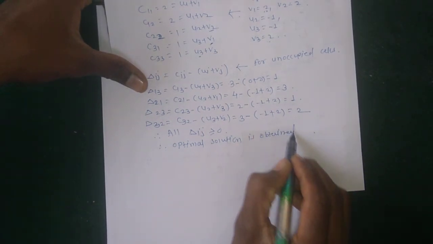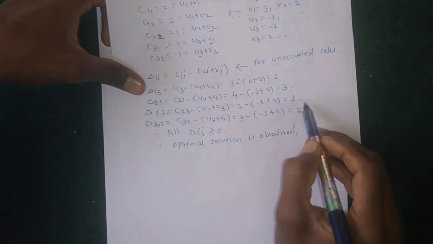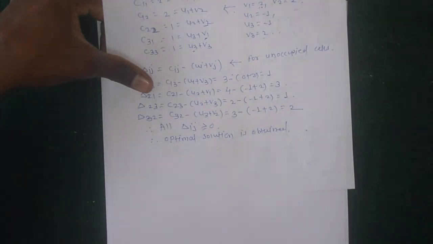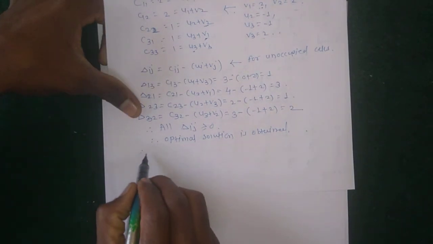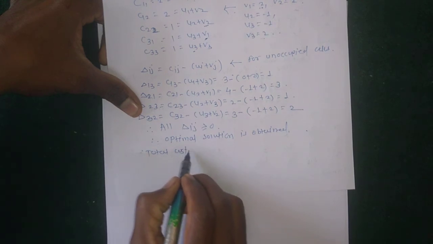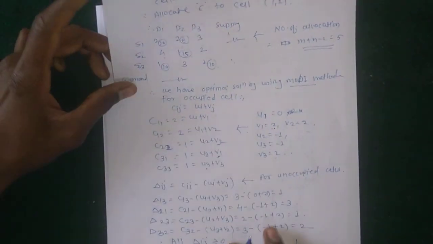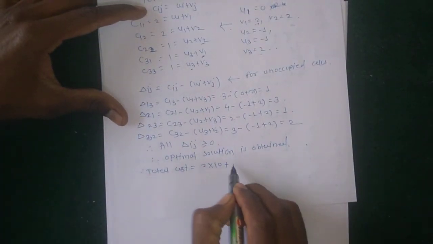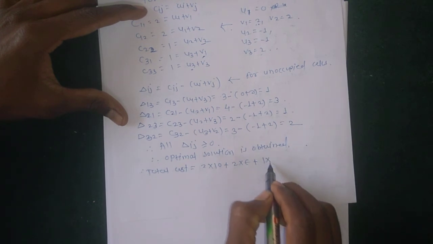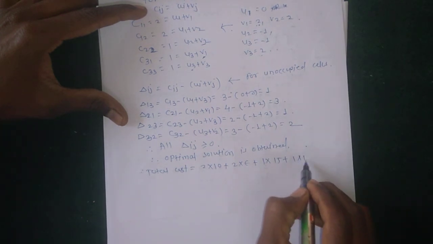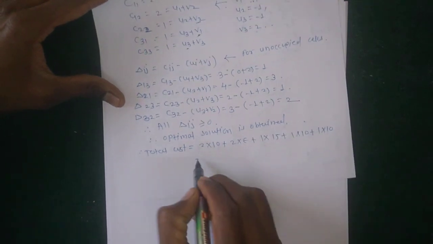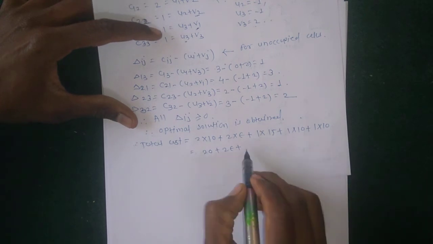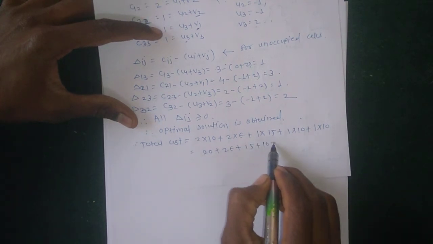And here also one condition: not any one of the delta ij is equal to 0, therefore the given problem has no alternative solution. Okay, and so therefore the total cost is equal to, using the above table, 2 into 10 plus 2 into epsilon plus 1 into 15 plus 1 into 10 plus 1 into 10. So 20 plus 2 epsilon plus 15 plus 10 plus 10.